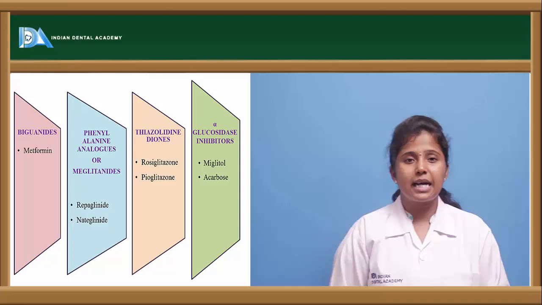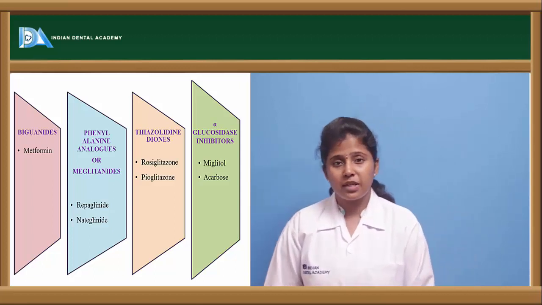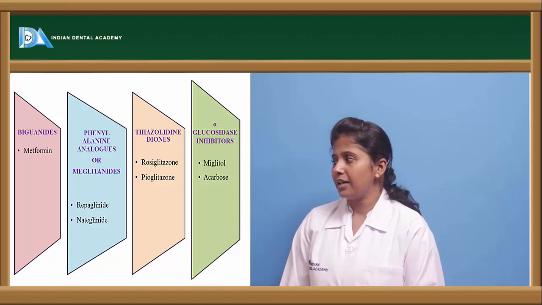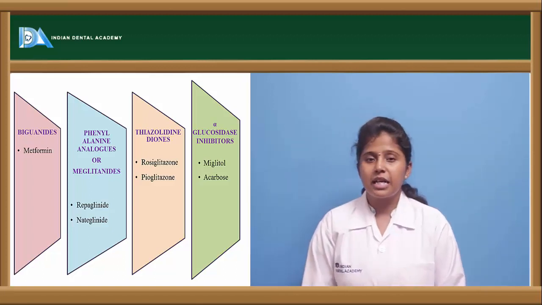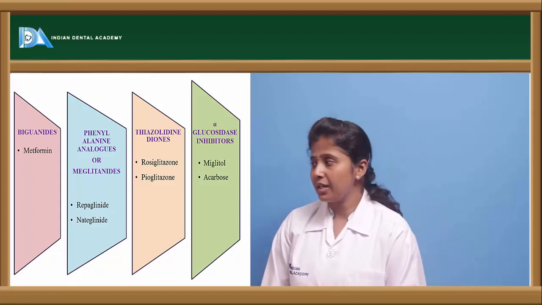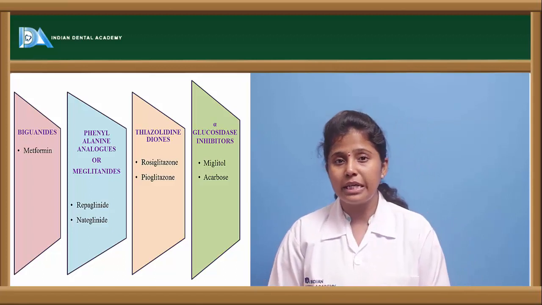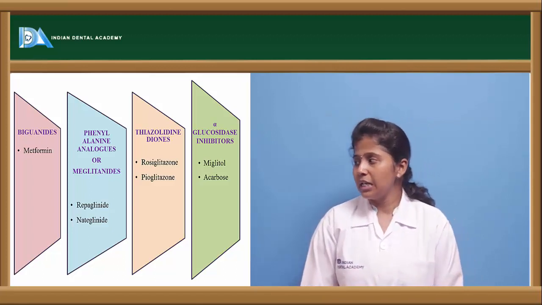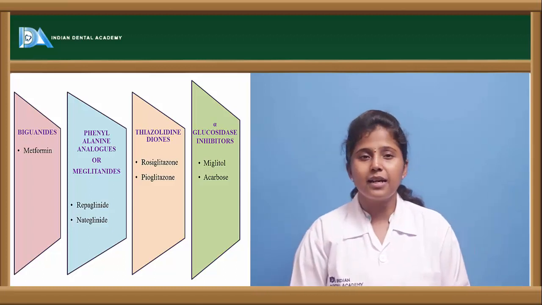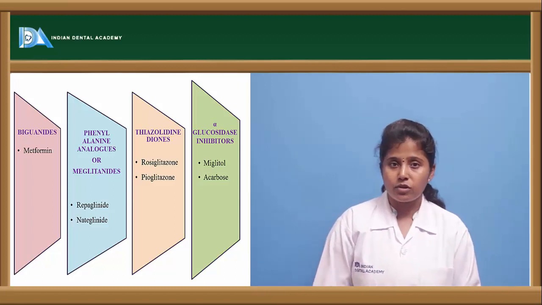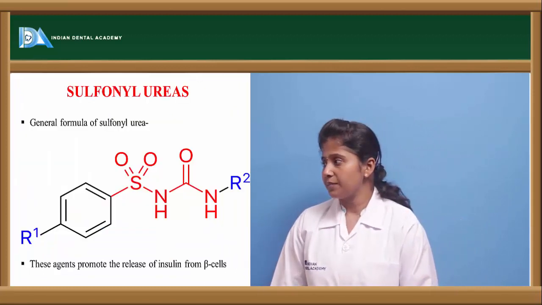The other category of drugs includes biguanides. The drug which comes under this category is metformin, and there are phenylalanine analogs or meglitinides. The drugs include repaglinide as well as nateglinide, and thiazolidinediones, thiazolidinedione derivatives like rosiglitazone and pioglitazone, and alpha glucosidase inhibitors like miglitol and acarbose. These are the various oral hypoglycemic agents used to treat diabetes.